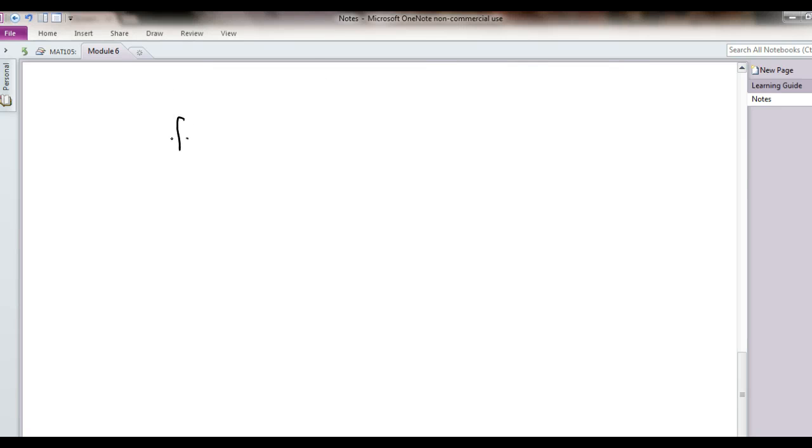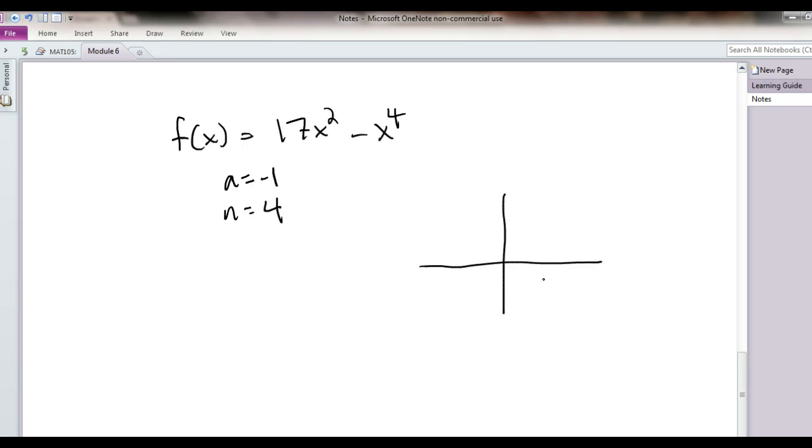So if we have something like f of x equals 17x squared minus x to the fourth, I'm not exactly sure what happens in the middle yet. I will be in a little bit. But here I know that a is equal to negative 1 and n is equal to 4. So eventually both sides should go down.